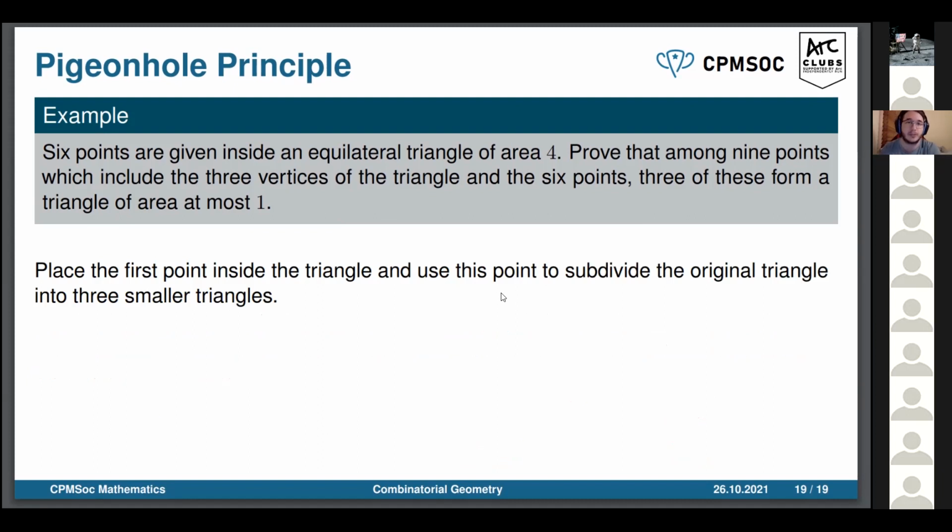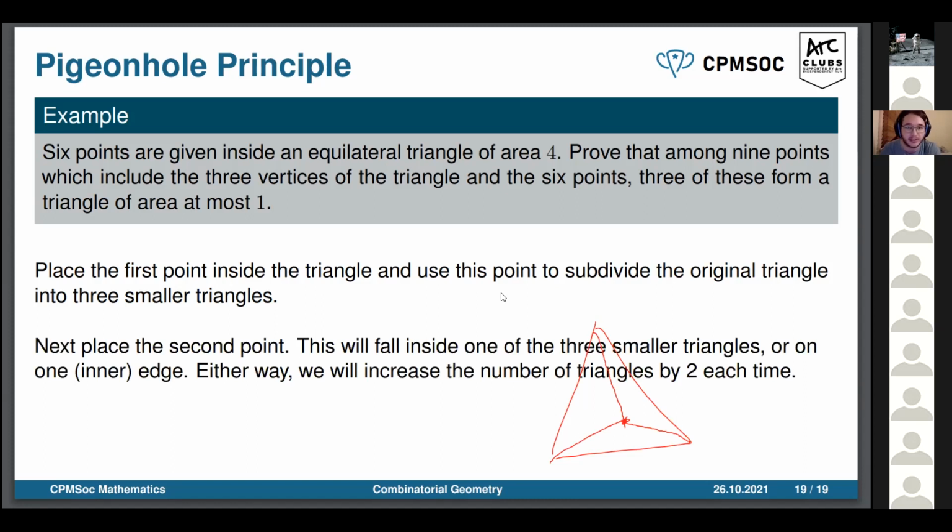So the first thing we do is we take our original equilateral triangle and we take the first point, whatever point it might be, and put it in. And then we subdivide the triangle based on it, right? Like that. So we've now chopped our original triangle up into 3 smaller triangles, right? And we can continue doing this bit by bit.